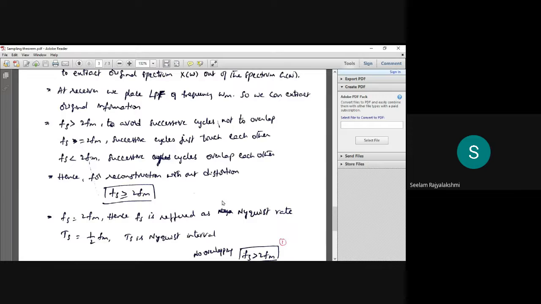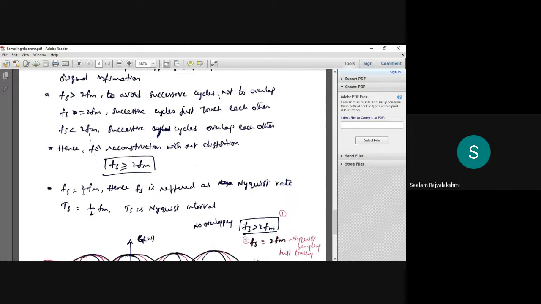So we obtain the reconstruction without distortion under the condition Fs is greater than or equal to 2 Fm. By using these two, that means without overlapping, or just touching each other, we can reconstruct the original signal without any distortion. So Fs equals 2 Fm.